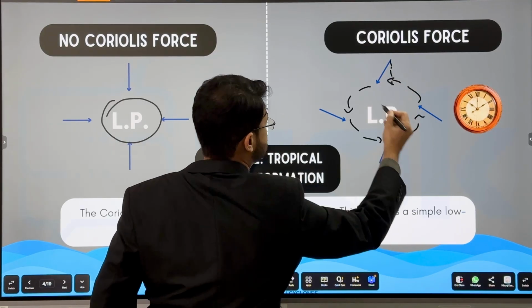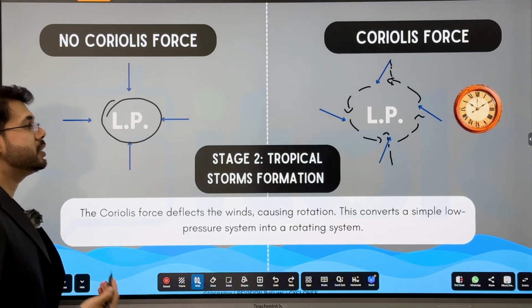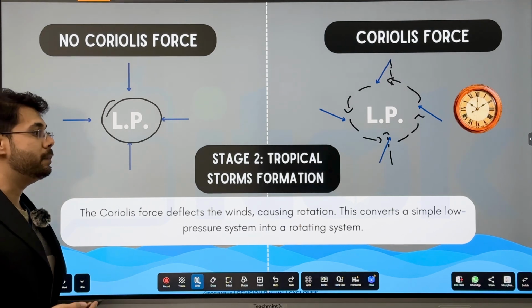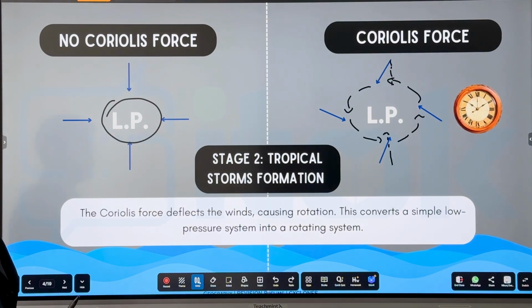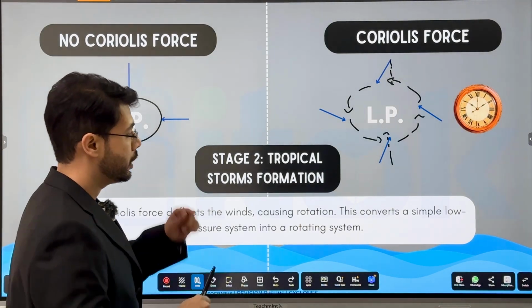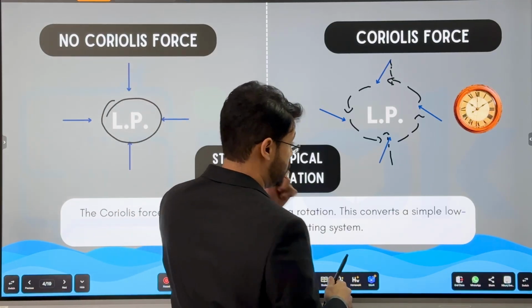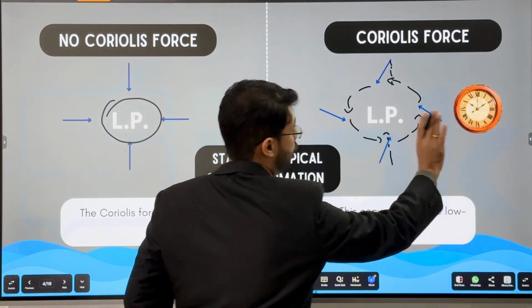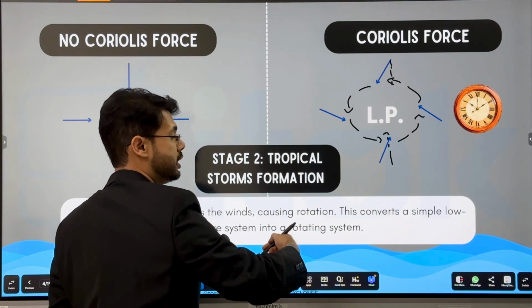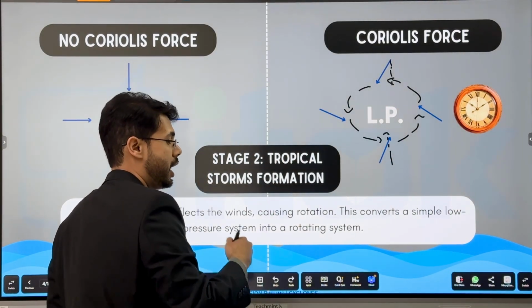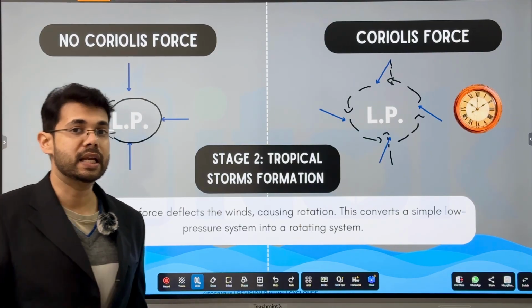And this is how a cyclone starts its first breaths. Now it is starting to form. This is happening in the Northern Hemisphere because winds are flowing in the anti-clockwise direction. That's why I've kept a clock here for you to understand that a clock flows in that direction. In this direction, when it does, it is the anti-clockwise direction, and that direction is followed in the Northern Hemisphere.